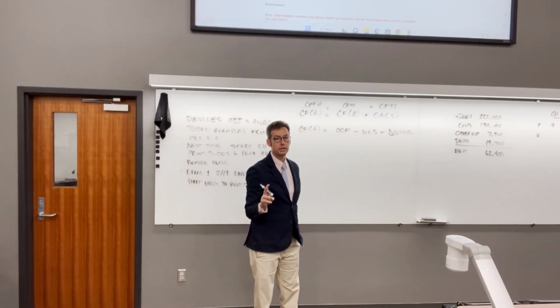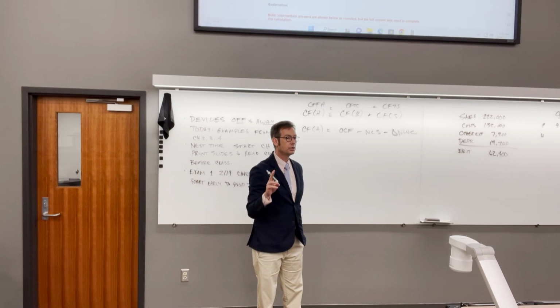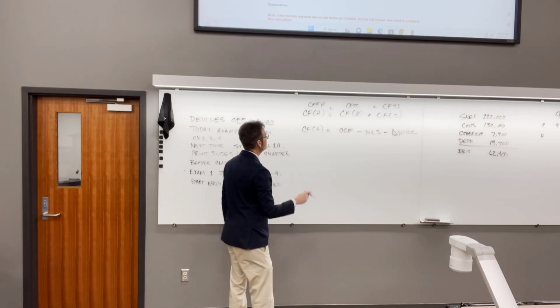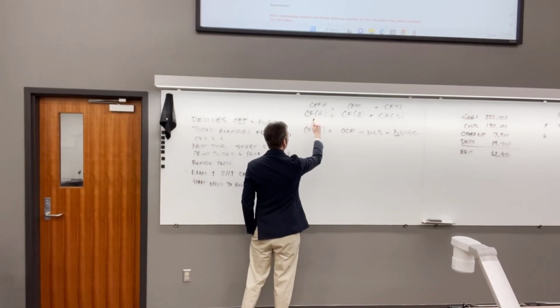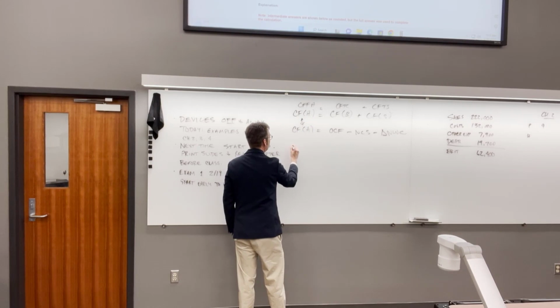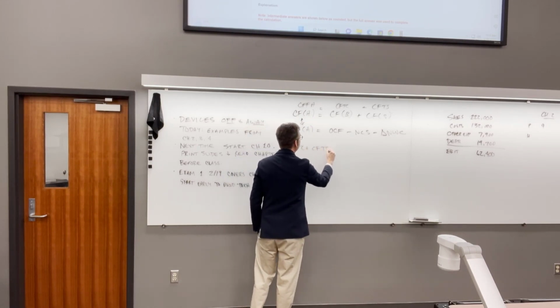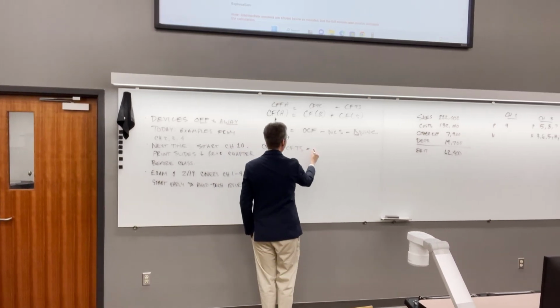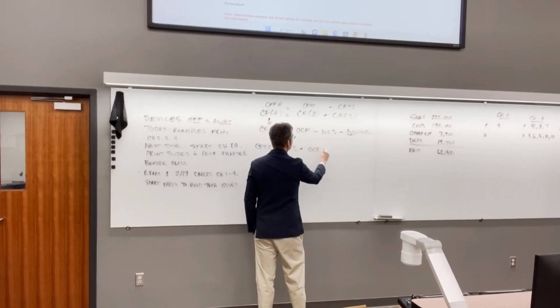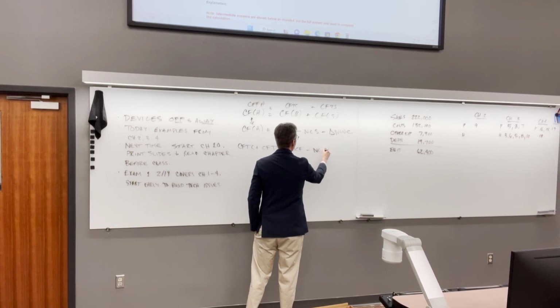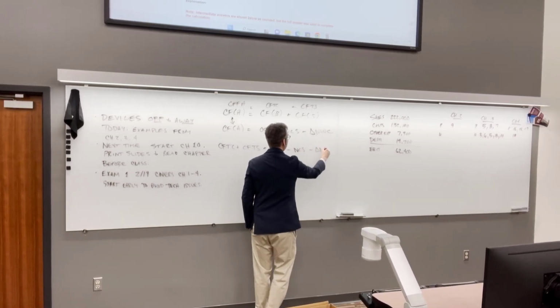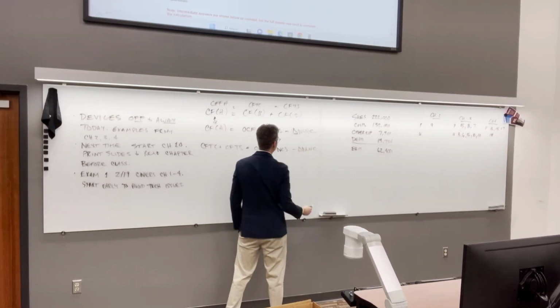Have I made any mistakes? Would you guys know if I did? Should have this stuff on your note sheet, right? Okay, now what does this mean? These two things are equal, and so we can just say cash flow to creditors plus cash flow to shareholders is equal to OCF minus NCS minus change in net working capital.